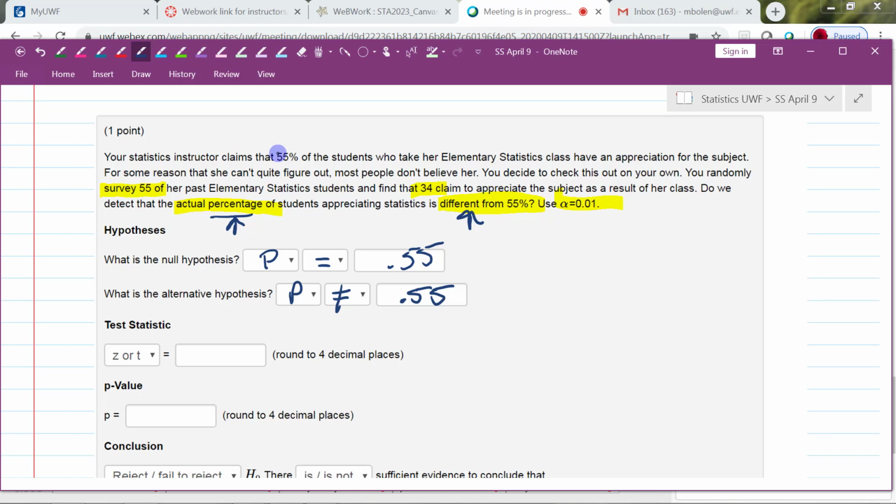But when I make your exam, if you see the percent there, you're going to know it's proportion. Okay, but let's look in the wording here. It says, for some reason she can't quite figure out, she decided to check this out on her own. Do we detect that the actual percentage, okay? So when you see percentage or proportion of students appreciating statistics is different from 55%. So the percent sign here and then the word percentage or proportion are the two words you're going to be keying in on in the written word, okay? Does that help?